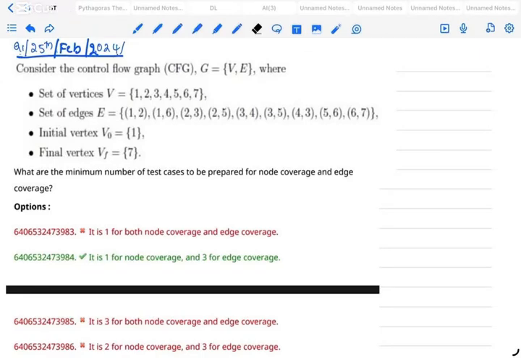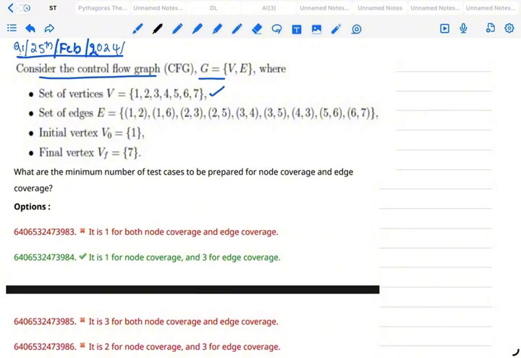Friends, this question is from Quiz 1, 25th February 2024, software testing question paper 1. Consider the control flow graph, CFG. G is a graph. A control flow graph is represented with G as a set of vertices and edges, V and E, where the set of vertices are 1, 2, 3, 4, 5, 6, 7. There are 7 vertices, and the set of edges are 1, 2, 2.